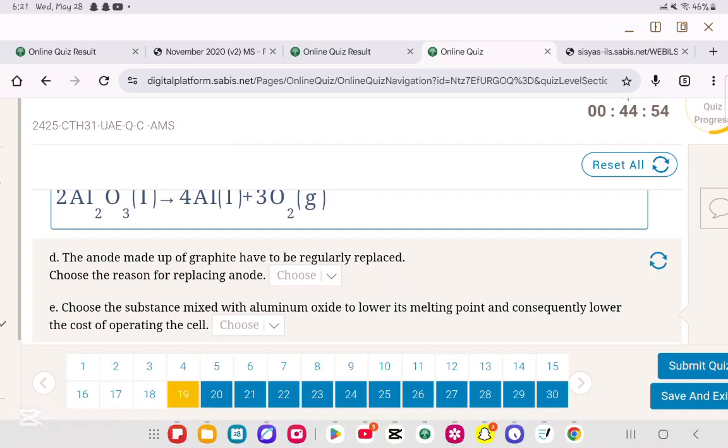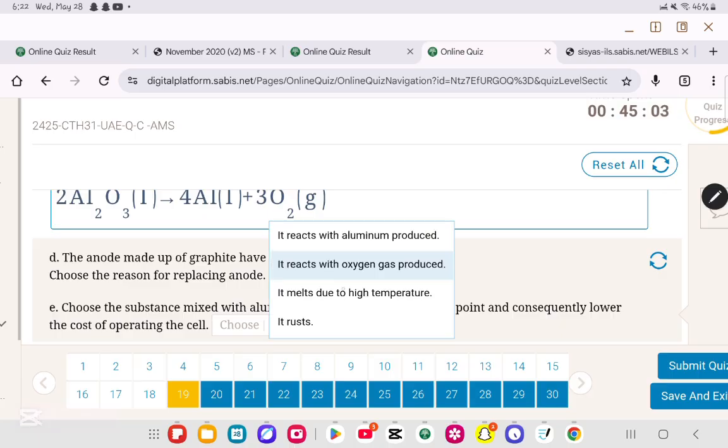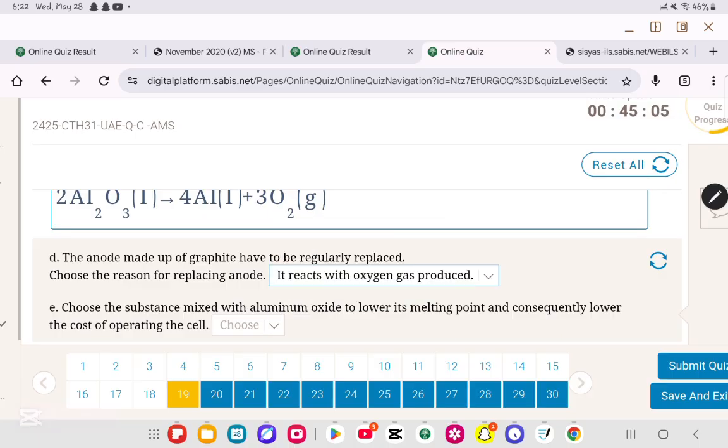Now they said the anode is made up of graphite. Graphite is purely carbon. So if oxygen gas reacts with graphite, it will produce carbon dioxide. So that's why it needs to be regularly changed. It reacts with the oxygen gas produced.